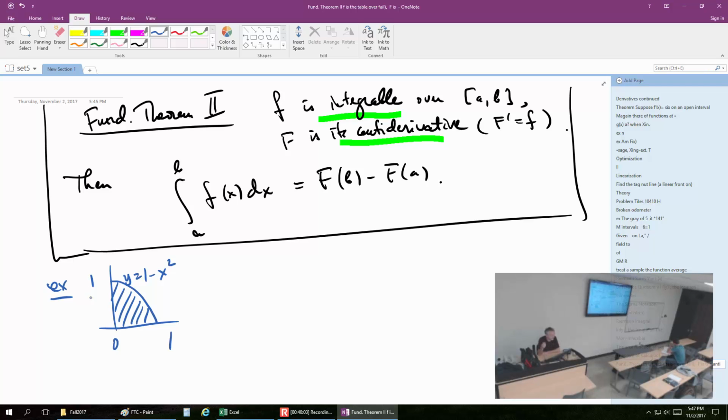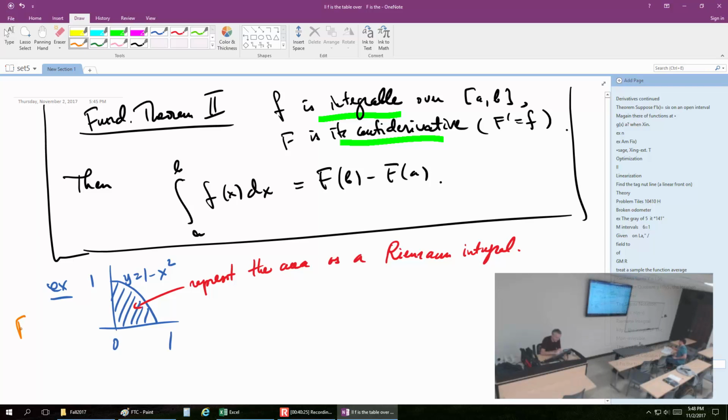An antiderivative is a reversal of derivatives, and we have just a few rules that we can use anytime. So first things first, we have to represent the area as a Riemann integral. The problem is: find the area under the graph of this function. What do you do first? Represent it as the integral. So the area is, what's the integral? From 0 to 1. Yeah. What's the function?